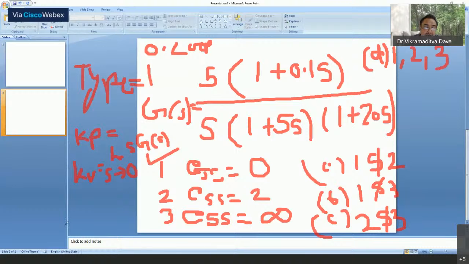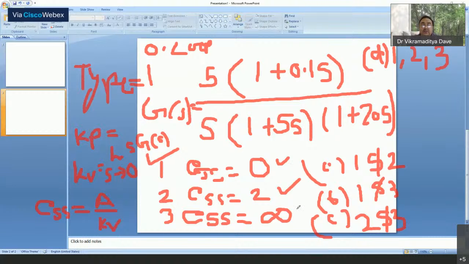But what is the steady state error? If you remember, steady state error is nothing but amplitude A upon Kv. Amplitude A is 10, Kv is 5. So 10 by 5 is 2. Oh, it is also correct. First is also correct, second is also correct.